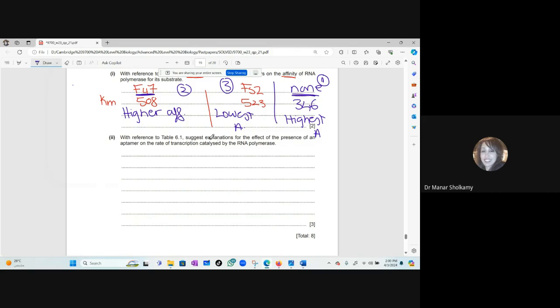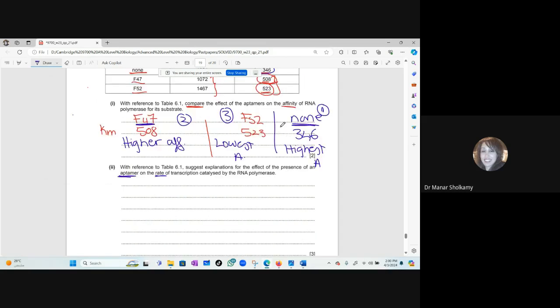With reference, suggest explanations for the effect of the presence of the aptamer. What is the aptamer? And what does this do to the rate of the reaction? The aptamer is an inhibitor that decreases the rate of reaction. Very good. It's an inhibitor. It will decrease reaction rate. Correct. We want to refer to table 6.1.